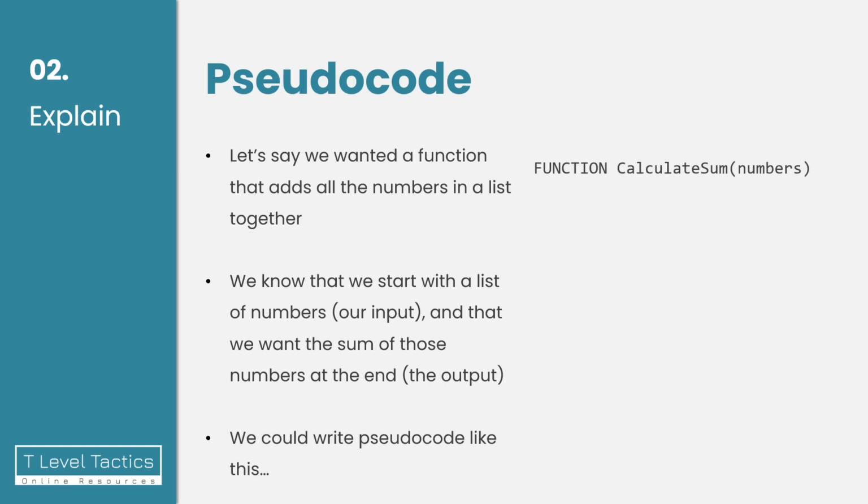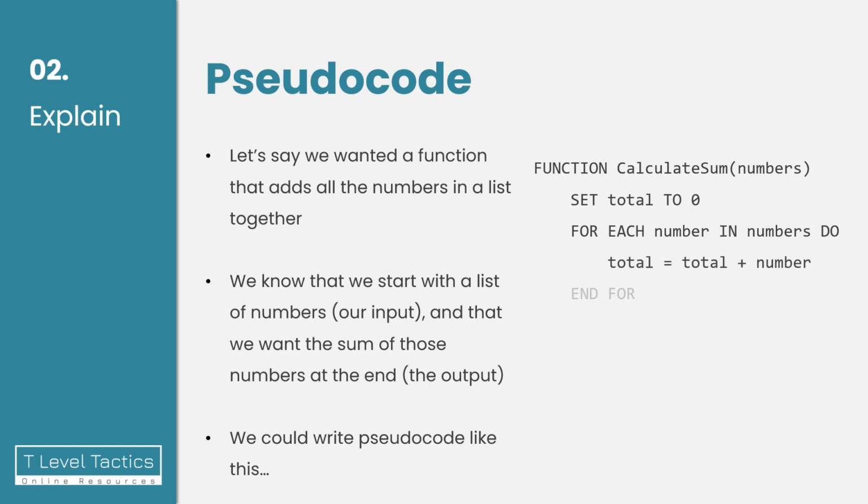We could have a function, call it calculateSum, and then we know that our input is going to be some numbers. We can set a variable called total to 0, and then use a for loop, so that each number that we've entered, we add to our total. Once we've done that for every number in our input, we can end the for loop and return the total of that variable once it's been added together. And we can end our function at the end.